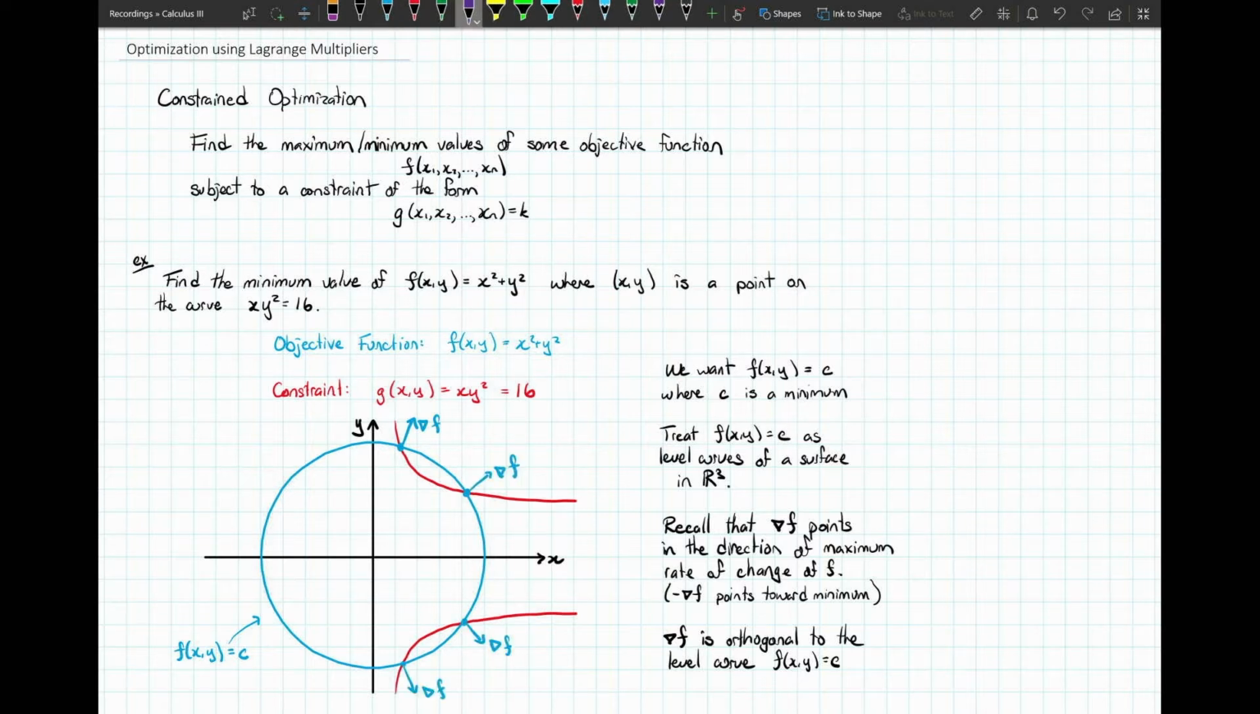Now remember, we're looking for a minimum value of the function f. That means that we should be moving from these particular points here that all have the same value of that objective function and trying to move in the direction of the negative gradient of f. And so you can see that tells us we want to move this point closer to the origin. That's pretty easy to do.